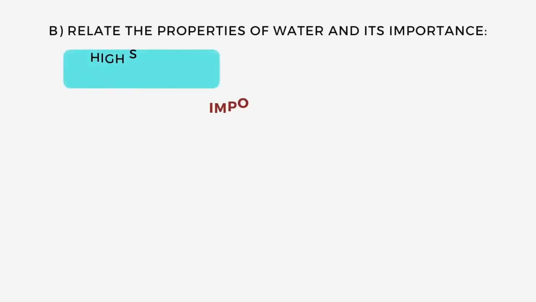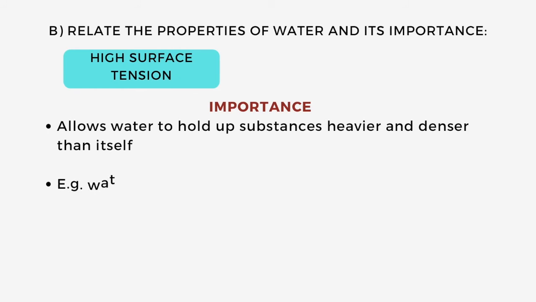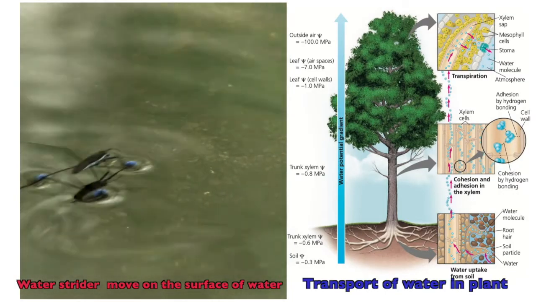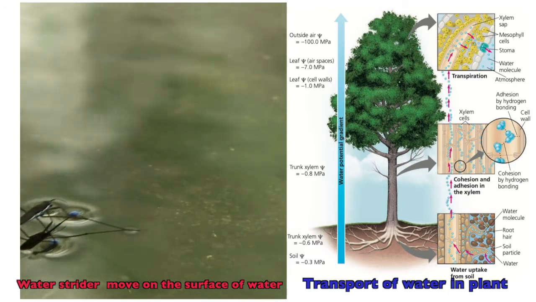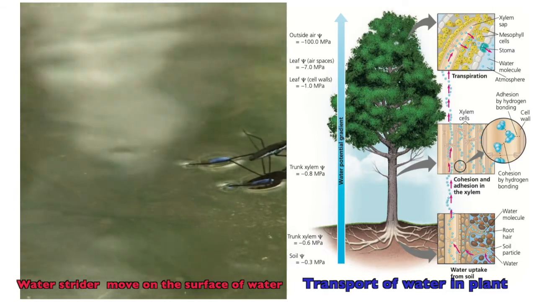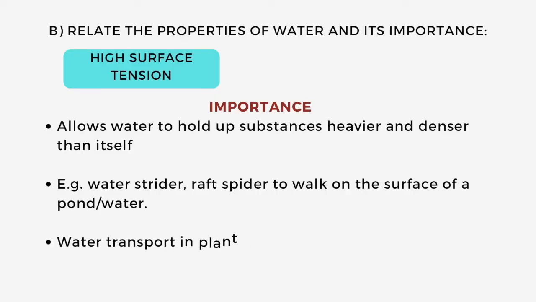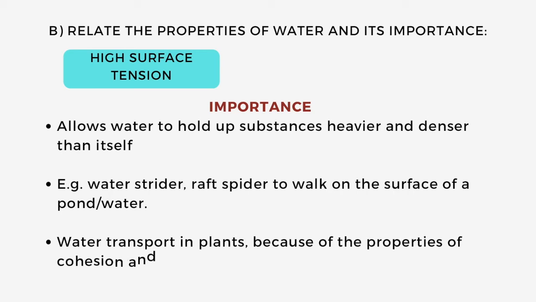High surface tension will allow water to hold up substances heavier and denser than water. The high surface tension will allow water striders to move on the surface of water, and also it will allow the water molecules to move along the xylem of plants because of the properties of cohesion and adhesion.